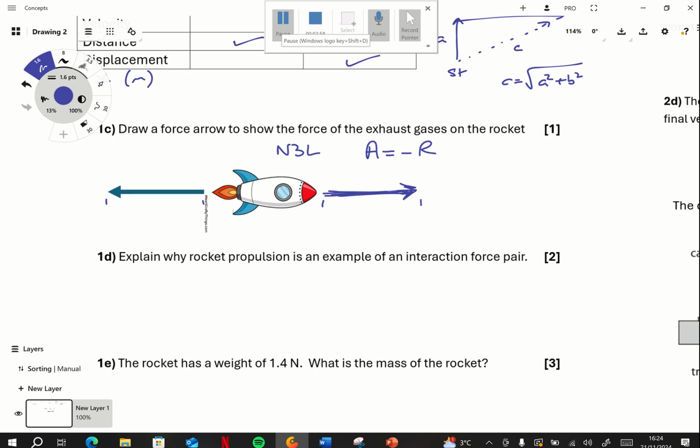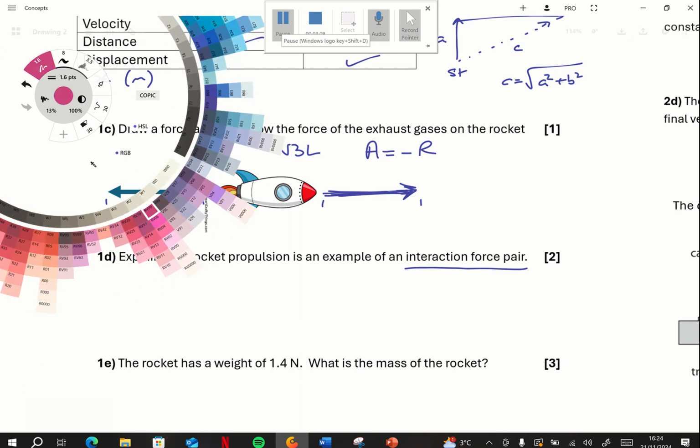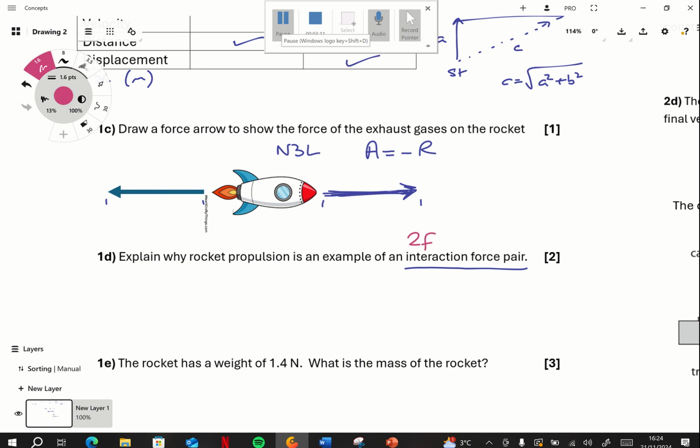Next part, it says explain why rocket propulsion is an example of interaction force pair. So we've said an interaction force pair is, I'll change my colour for this one, two forces between two objects that are equal in magnitude and opposite in direction. And we have to state what they are. I think Holly in lesson used the idea of gases and propulsion. I'm happy with that. I'm just going to use the idea of, well, I've got gases providing a force that way, and then I've got the rocket going that way. So why is it an example of an interaction force pair?